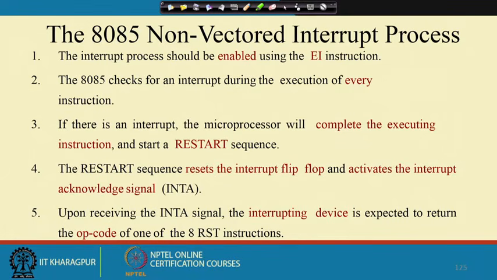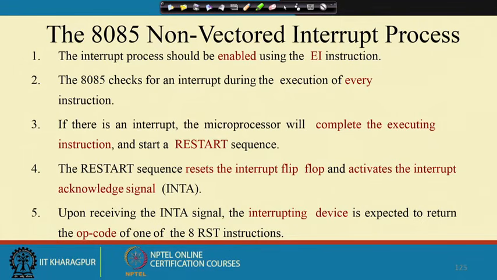a pin of 8085 called interrupt acknowledge, INTA, which is an active low signal, and this is activated. So the interrupt acknowledge line is made low. From the device an interrupt signal has come, and this interrupt acknowledge signal is generated by the processor, and then it goes to the device. So the device will now understand that my interrupt has been acknowledged, so I have to provide the service routine address.